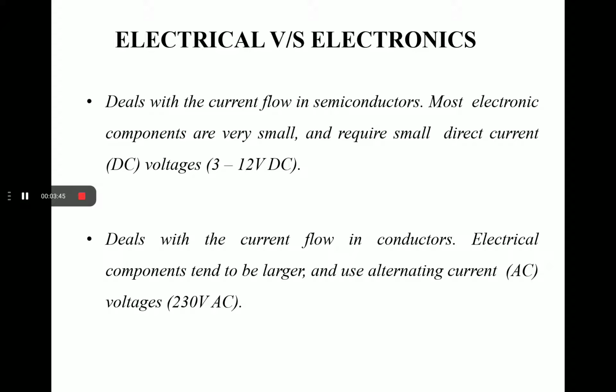And conversion of light into electricity, we have already studied that as photoelectricity. The conversion of light into electricity is known as photoelectricity. And conversion of electricity into light is used in television, radars, everything. So these are the important functions of electronic equipment: rectification, amplification, generation, conversion of light into electricity and electricity into light.